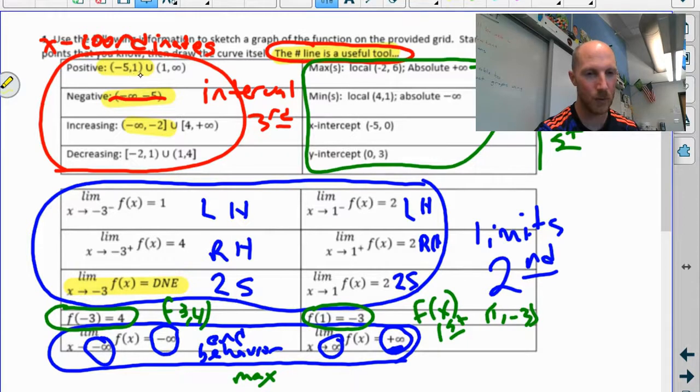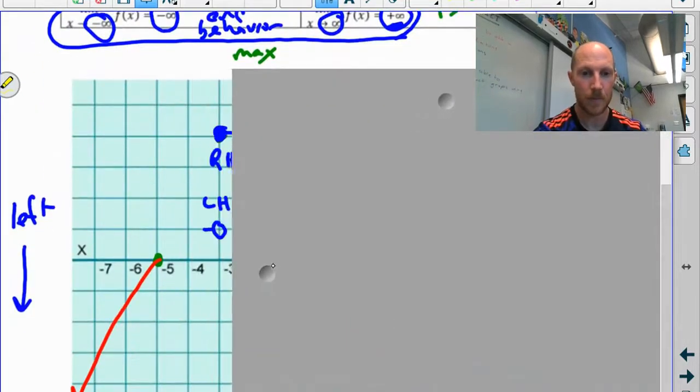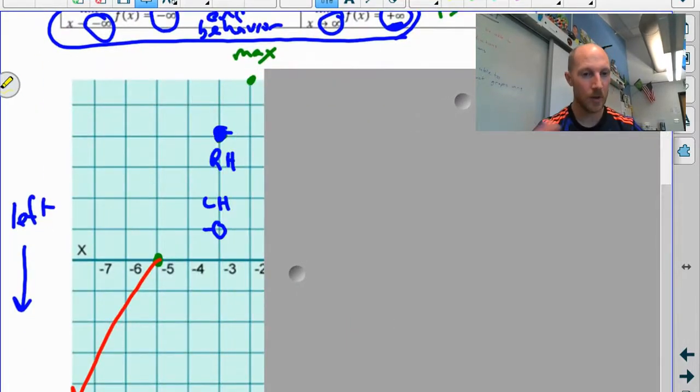So from -5 until 1, I'm going to be positive, so above the x-axis. Okay, I'm not going to draw the whole positive thing yet. I just want to continue the increasing interval and note that I am now in the positive part of the graph. So I should be increasing until I get to an x value of -2.